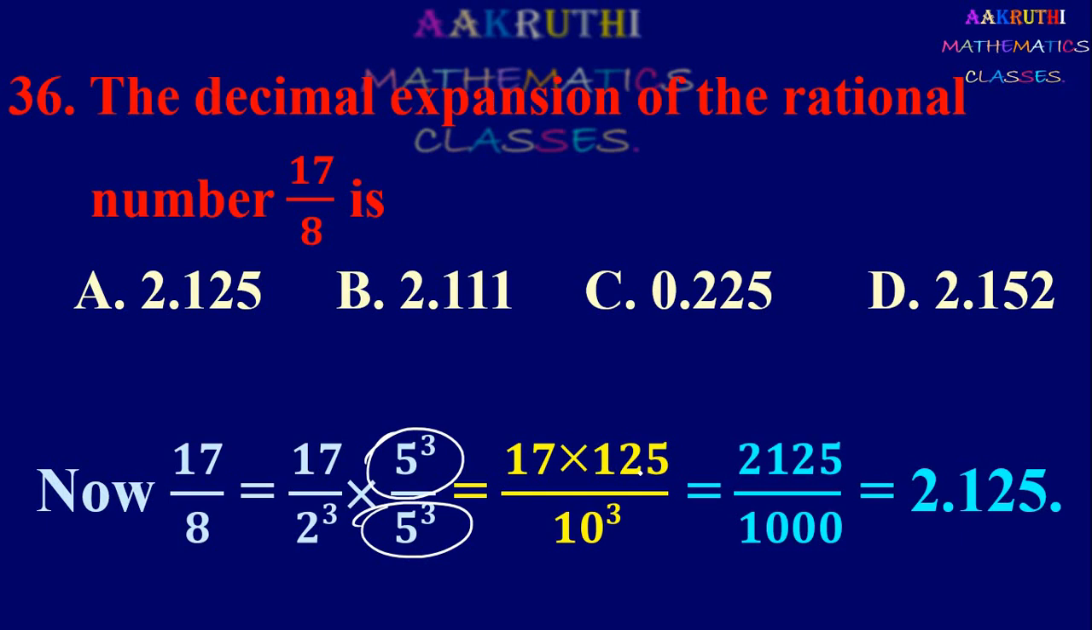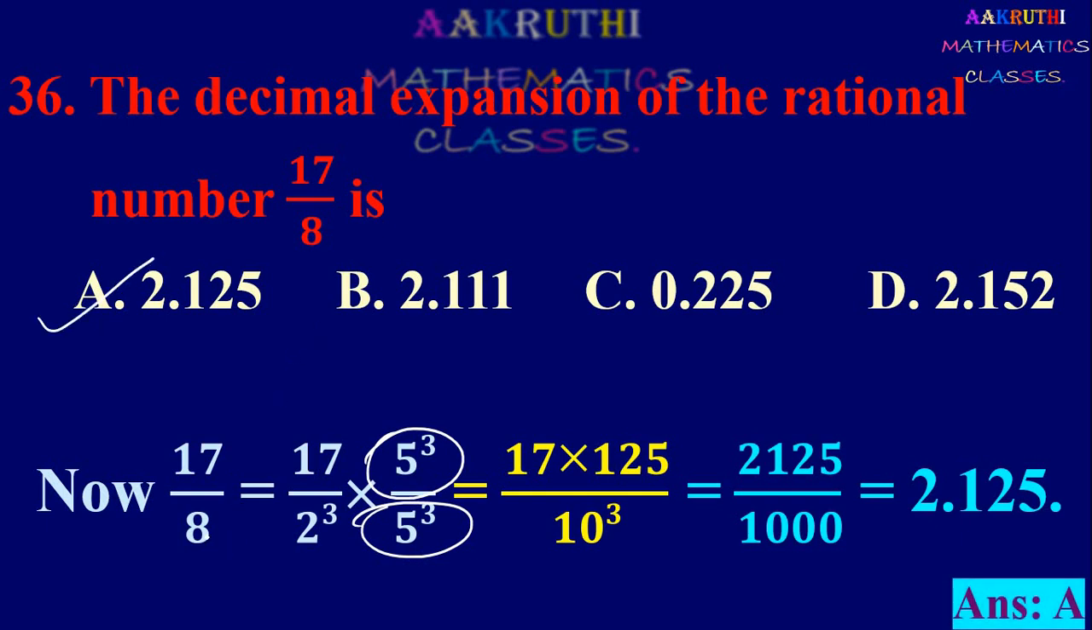So that is 5 cube is 125. So 17 into 125 is 2125 divided by 1000, which is equal to 2.125. So therefore the decimal expansion of 17 by 8 is 2.125, which is option A. So here the correct option is option A.